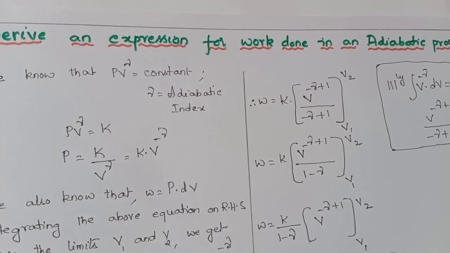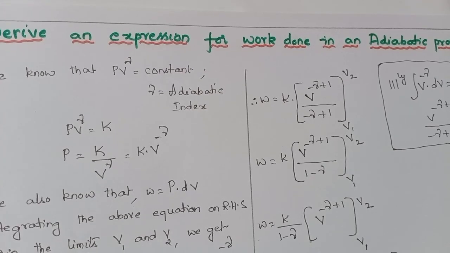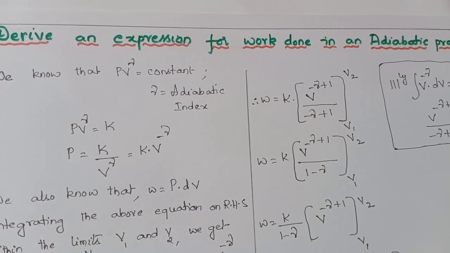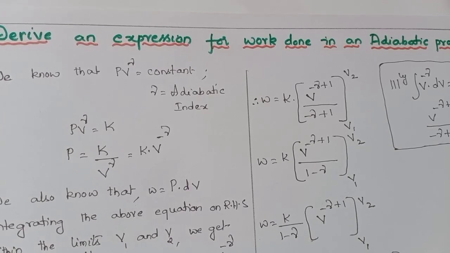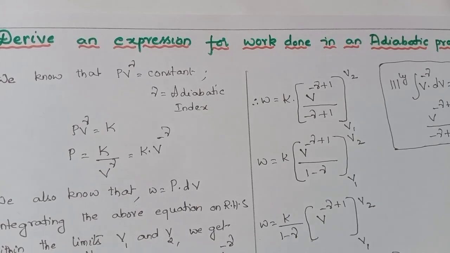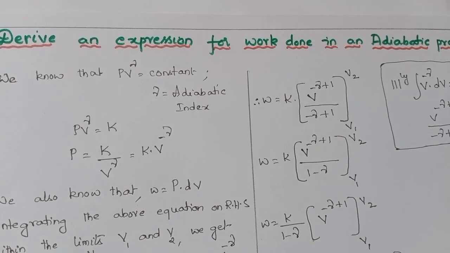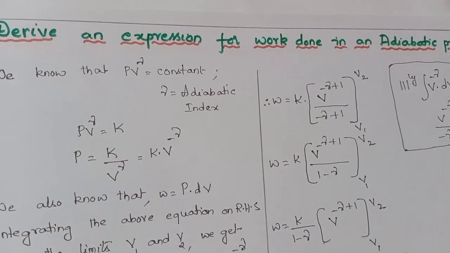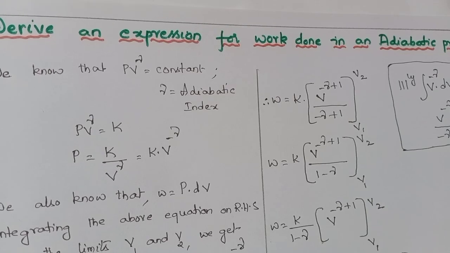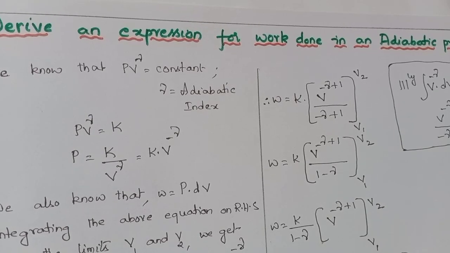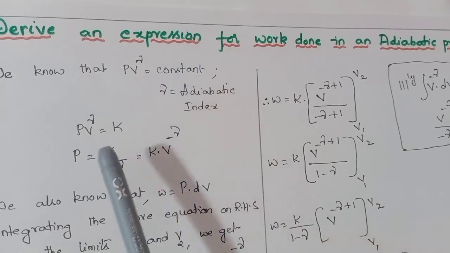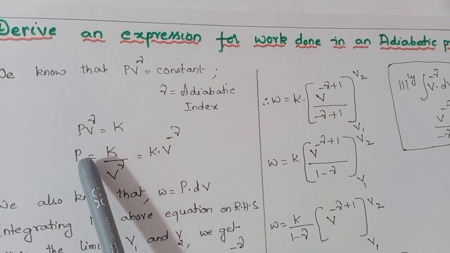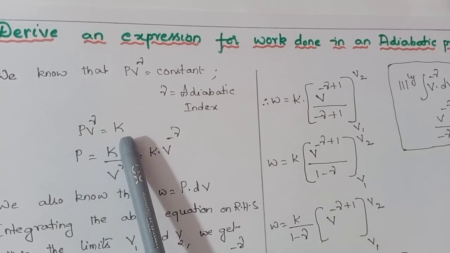Students, from the previous video where we learned PV^gamma is equal to constant, that gamma is nothing but the adiabatic index, so this will be different for different gases. To start with, please write down: we know that PV^gamma is equal to constant, where gamma is the adiabatic index. This constant I can write as K. Generally, for a constant we use K. So PV^gamma is equal to K.